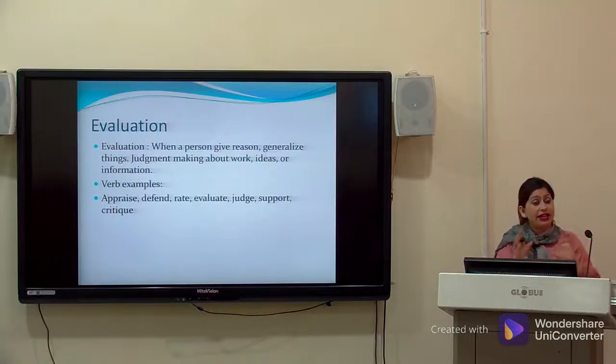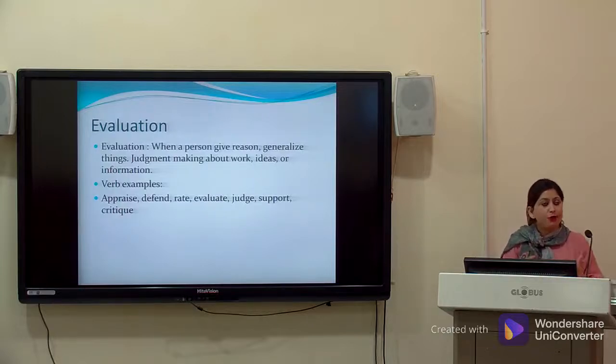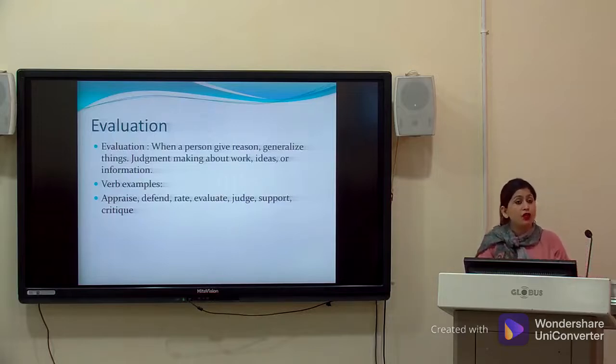So when we have analyzed, compared and differentiated between the concepts, in evaluation we can make judgments about the concept. In order to assess whether this instructional objective has been achieved, the action verbs used are appraise, defend, rate, evaluate, judge, support and critique.